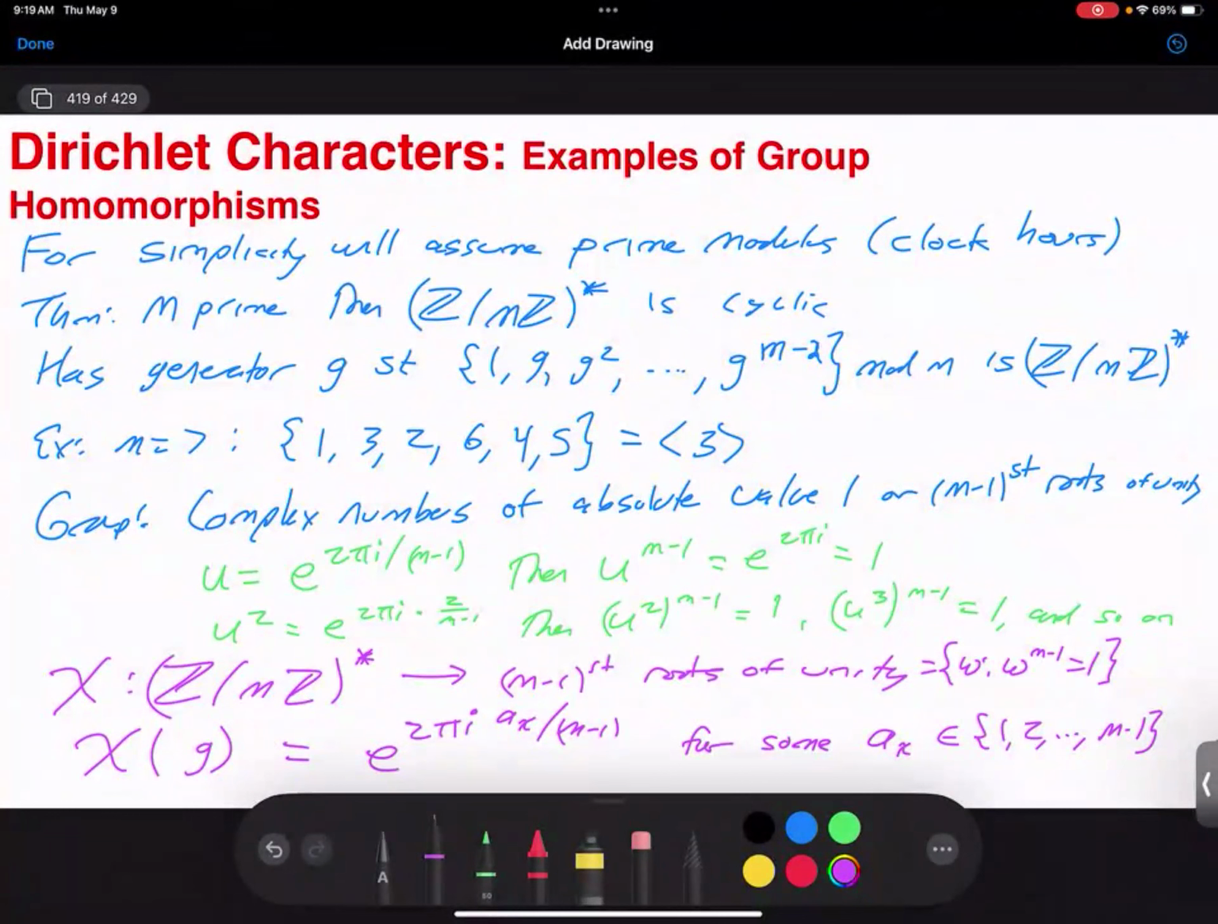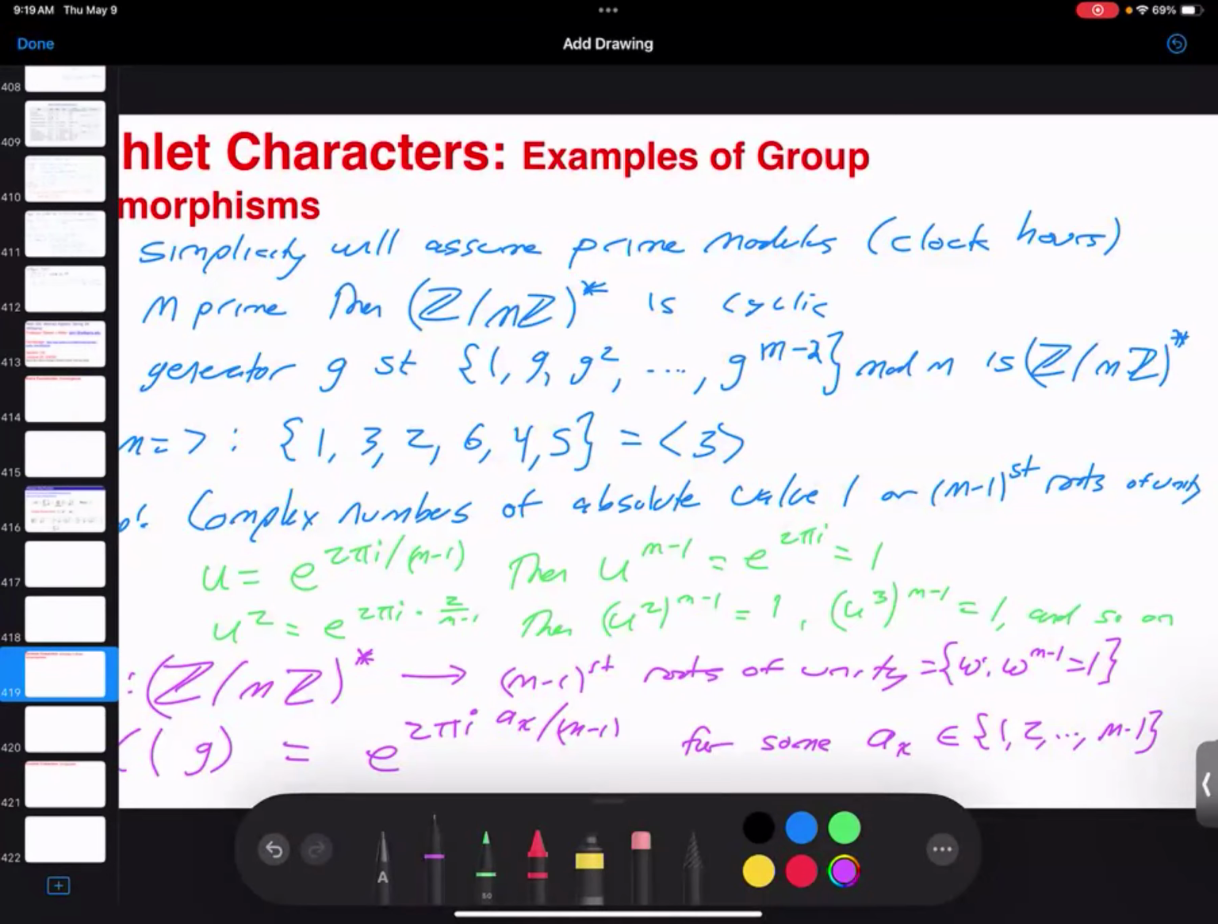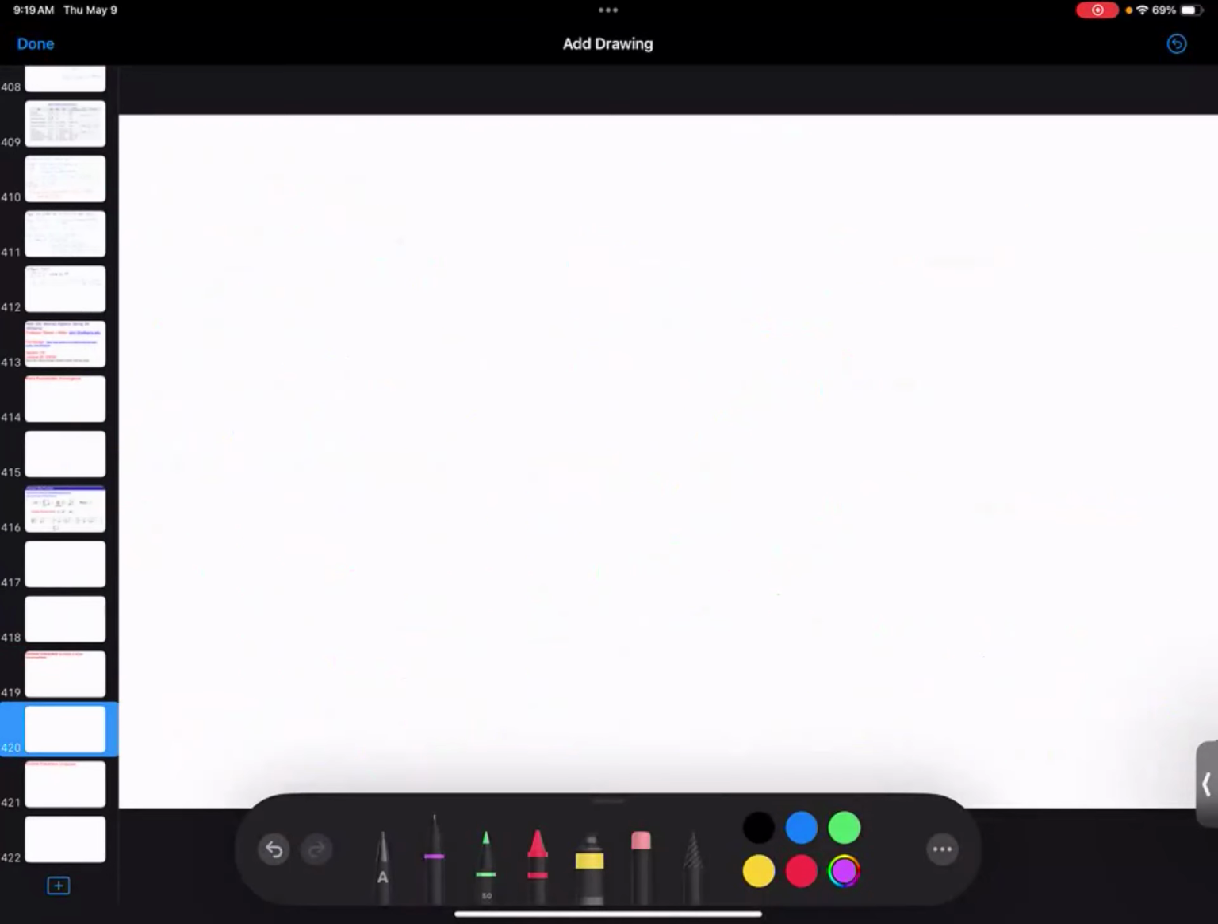So anyways, do we agree that I just have to specify what it does to a generator? Because everything is a power of the generator. So once it's defined on the generator, it's defined everywhere. And if it's going to be an m minus first root of unity, it has to be of this form. So you give me a choice of integer here, and that uniquely determines the character. That uniquely determines the group homomorphism. So you have to just go through and actually show that it is a group homomorphism.